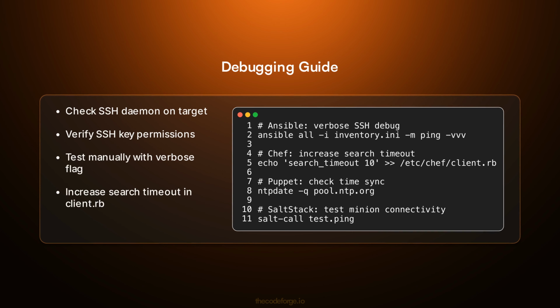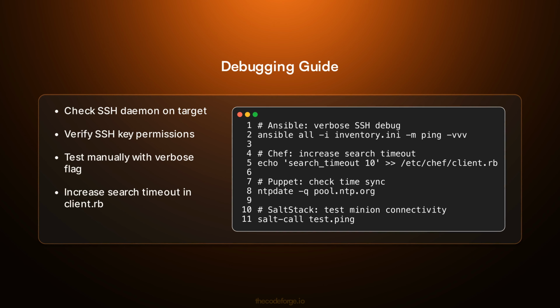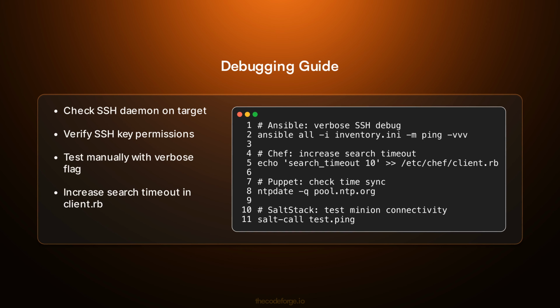Here's how to diagnose common issues. For Ansible SSH failures, use -vvv for verbose output. For Chef search timeouts, increase the timeout in client.rb. For Puppet certificate errors, sync time and regenerate certs. For SaltStack, check the minion service and firewall.